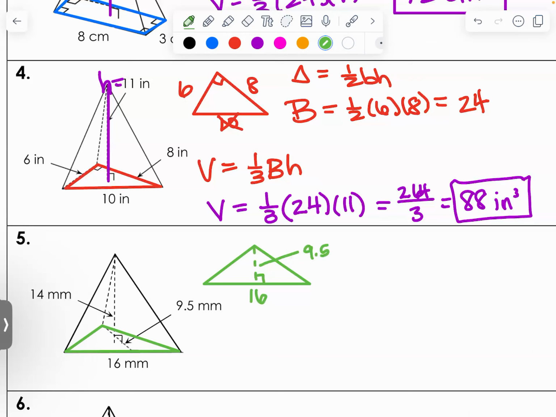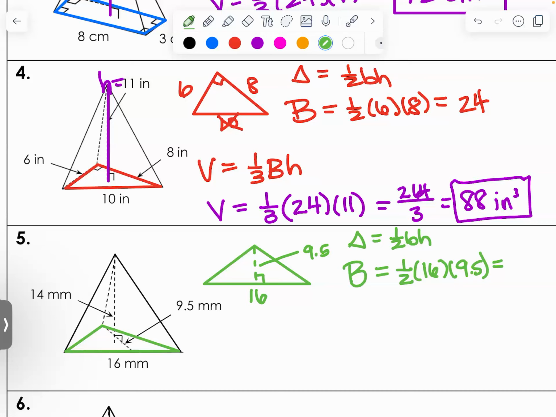Okay, so if I want to find the area of our base, remember a triangle is 1/2 base times height. We're gonna take 1/2 times 16 times 9.5. That's so much work. Wait, what? 76? Let me work. Is that right? Yeah. How do you put 1/2? 0.5.